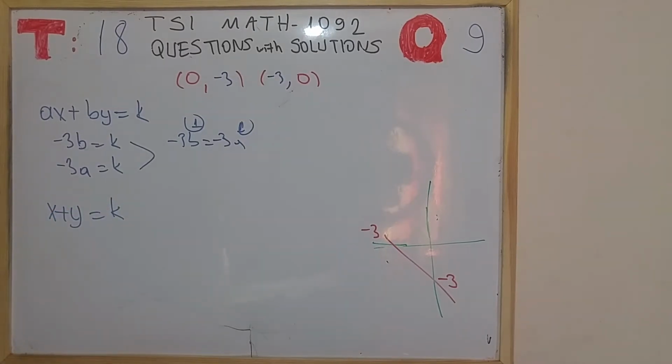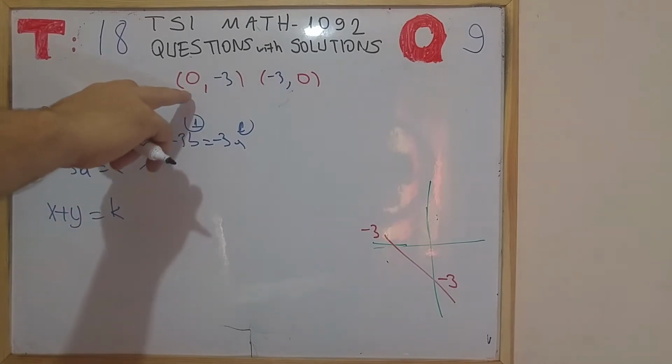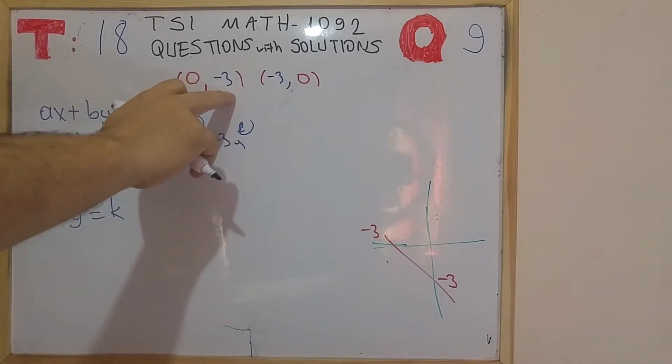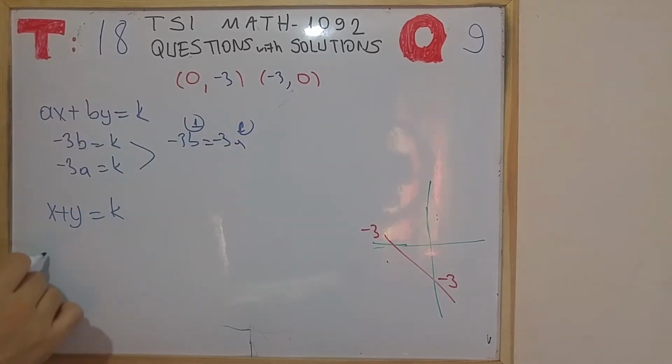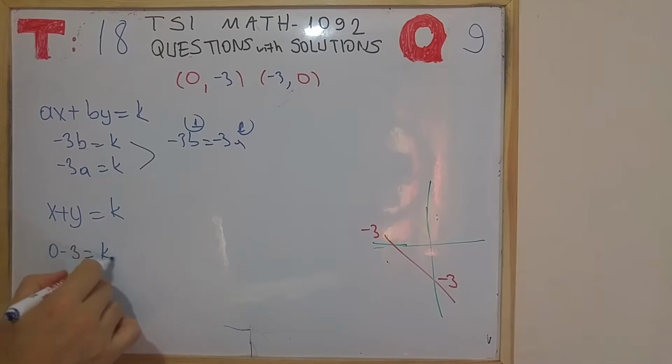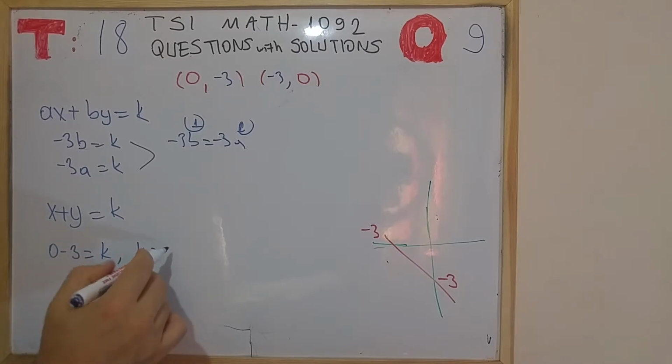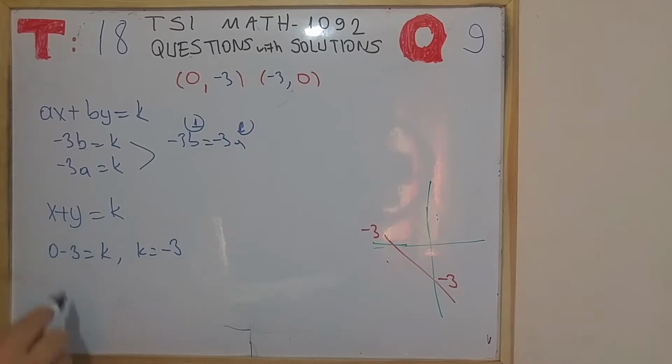Let's find that k out now. Let's take one of the points, say this one, where x is equal to 0, y is equal to minus 3. So 0 minus 3 is equal to k, where k is equal to minus 3. Now I can write the function down: x plus y is equal to minus 3.